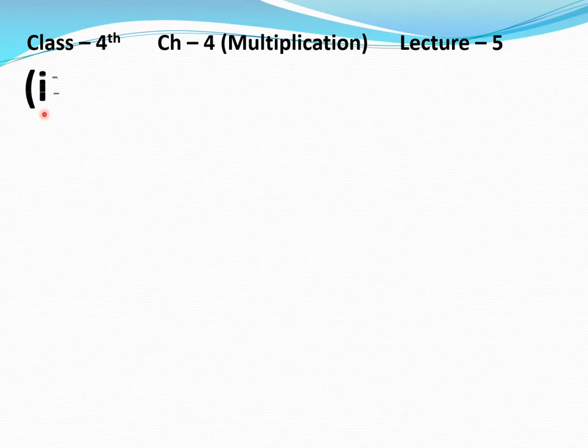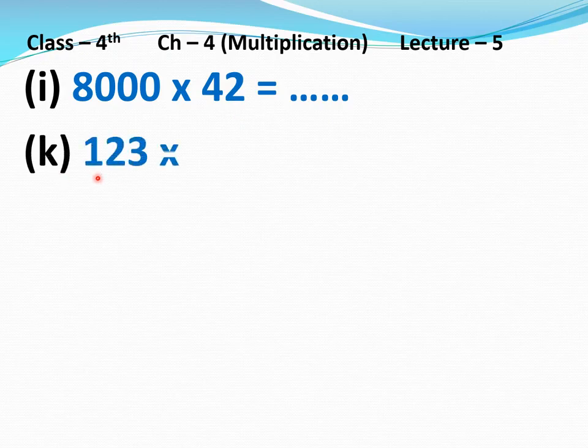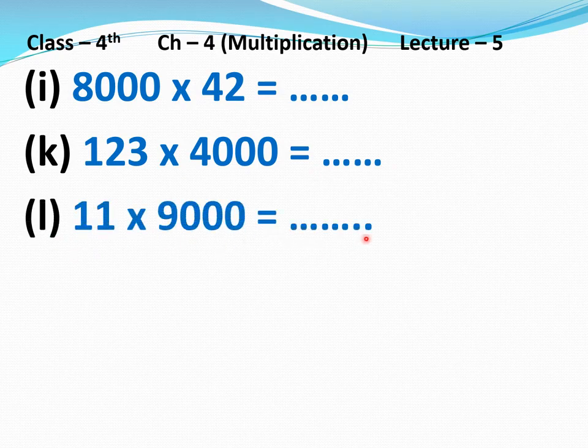Now I part. 8000 multiply 42 equal to dash. K part. 123 multiply 4000 equal to dash. L part. 11 multiply 9000 equal to dash. These are the questions assigned as homework. Okay.